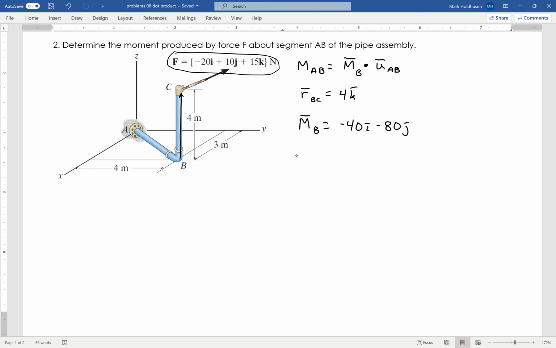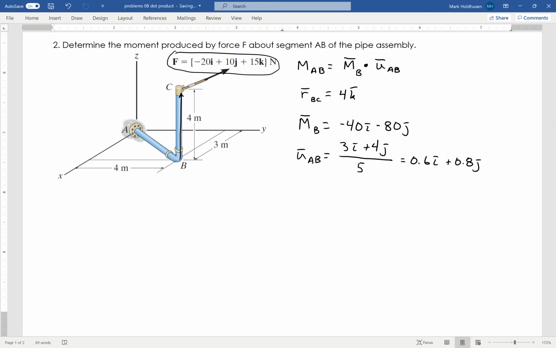So what I do is I dot this with my unit vector from A to B, which is going to be the position vector over its magnitude, which will be 3i plus 4j. And again, this is the unit vector from A to B, so that's that position vector. Now, square root of the sum of the squares, this is a 3, 4, 5 triangle, essentially. And I get my unit vector to be 0.6i plus 0.8j. And again, this is a unit vector with a magnitude of 1.